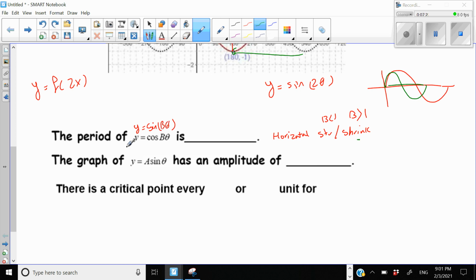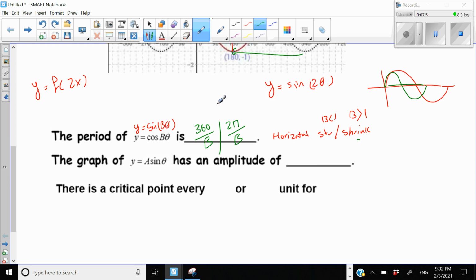So the period of the function can be found by dividing the period of the parent function, which was 360. We know that the period of the parent sine or cosine is both 360. Divide that by b. That is going to give us the period of the new function. Or if you are working with radians, you just need to divide 2 pi by b, and you will find the period of the function.